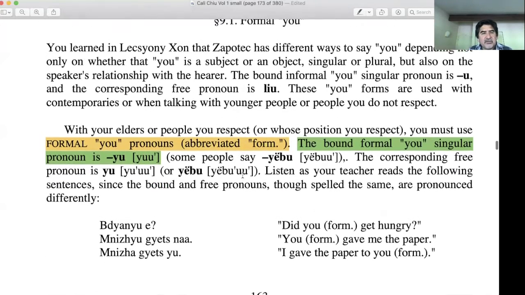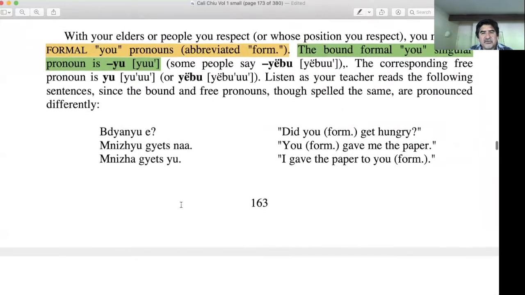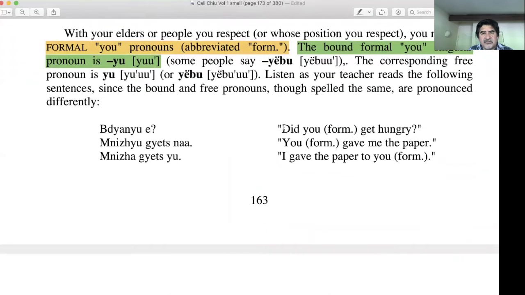So now we're gonna be looking at sentences with the formal you. And again, a reminder that some people might say it differently. So if you see either form, it's the bound formal pronoun. The way we use this is right here in the first sentence. Did you formal get hungry?